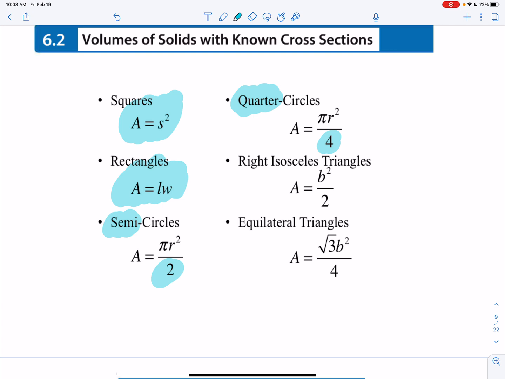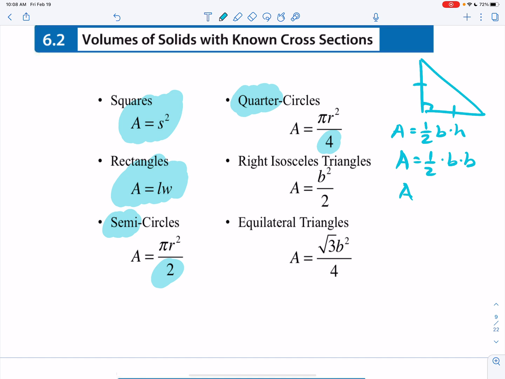These two are just very special, specific triangles here, okay? So don't forget that area of a triangle is 1/2 base times height, okay? Now, for an isosceles right triangle, that means that these two sides are the same. So if those two sides are the same, it's technically 1/2 base times base, which is the same thing as base squared over 2, which is how we got this. A little bit new, but not really, okay?